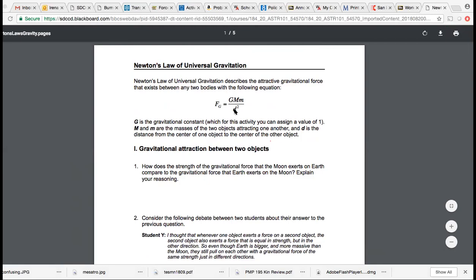Let's see, approximately. So what number squared will give you 80? 8. It's going to be 9, right? 9 times 9 is 81.